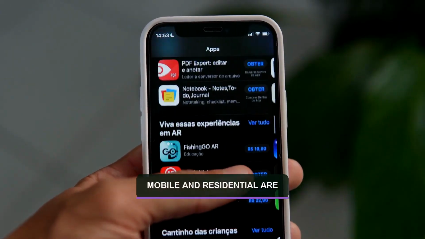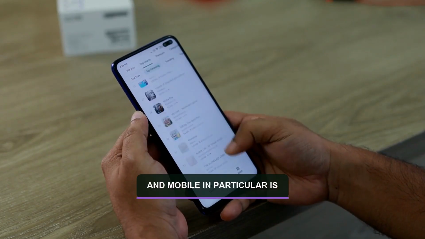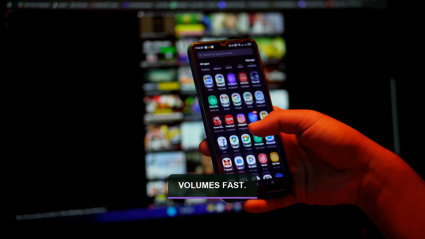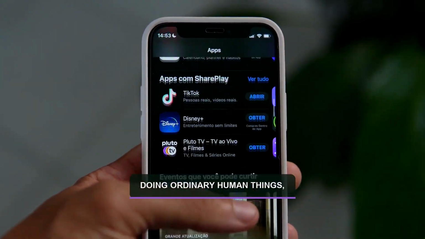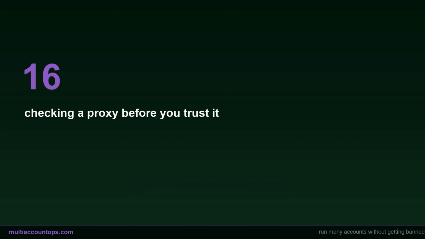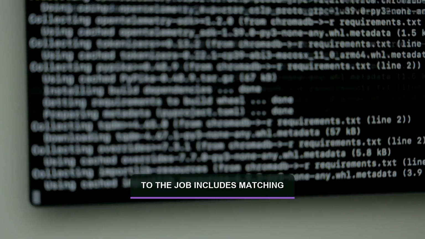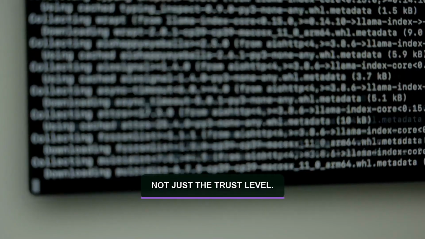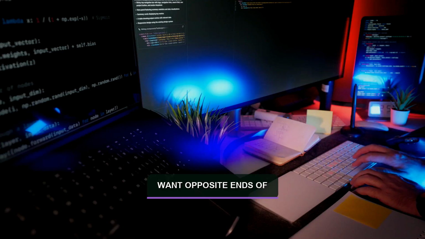Bandwidth and session length. Mobile and residential are usually metered. You pay for the data you push, and mobile in particular is not built for pulling huge volumes fast. That shapes how you use it. For a logged-in account doing ordinary human things, checking messages, posting, browsing, the data footprint is small, and mobile is perfect. For pulling gigabytes of pages as quickly as possible, mobile is the wrong tool, and the bill will tell you so. Matching the proxy to the job includes matching it to the traffic volume, not just the trust level. A heavy scraping job and a delicate social account want opposite ends of this.